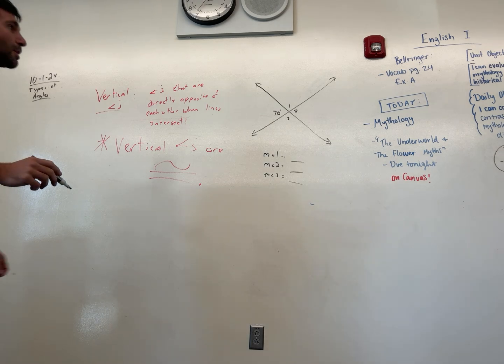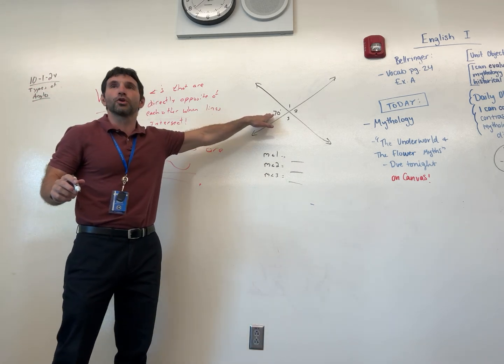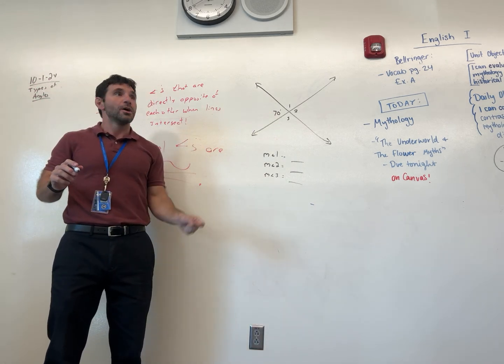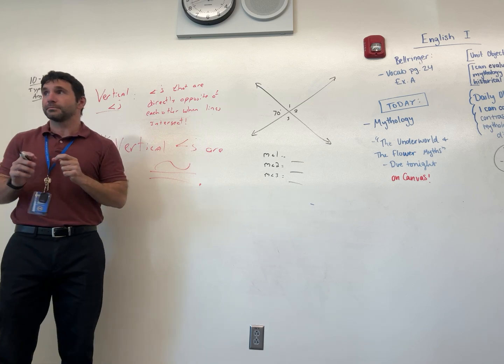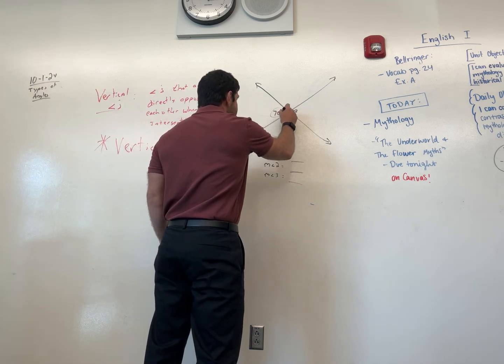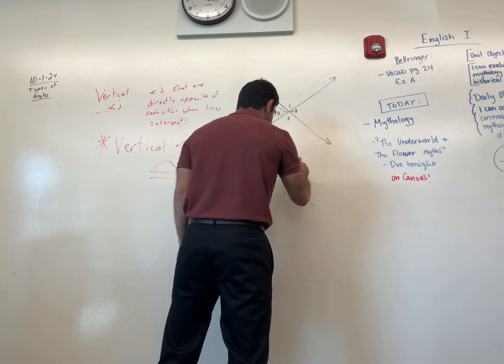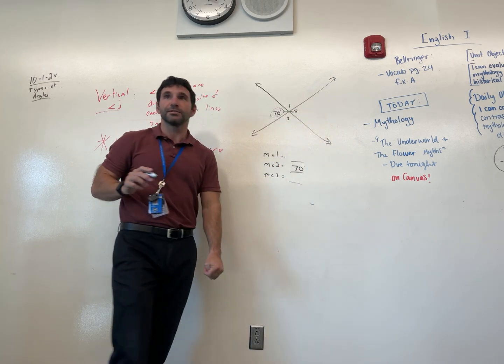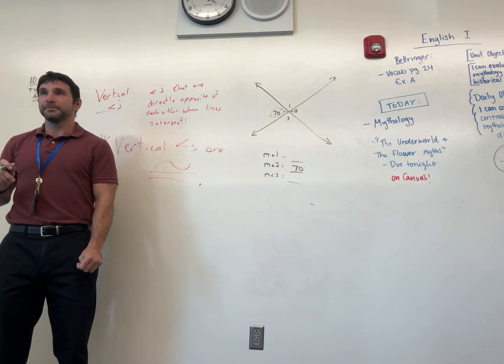Okay. What angle is vertical to the 70 degrees? Which one is directly opposite of it? 2. So if this is 70, this is 70 degrees. Everybody with me? Okay.